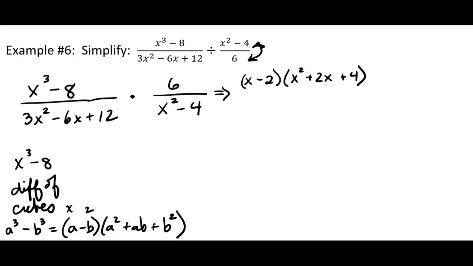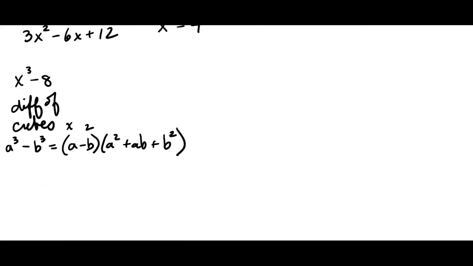Now, if you need to take a couple steps to write that out so you can get that, that's fine. That's totally fine to do. I'm going to run out of room, but that's the way these problems kind of are. All right, maybe I'll go down below here. All right, so that's the numerator. Then the denominator is 3x squared minus 6x plus 12. That's going to be a little more involved because it has a GCF. Take out the 3.